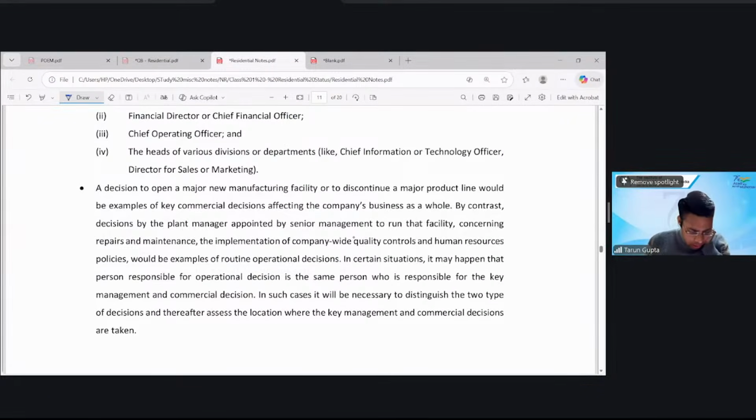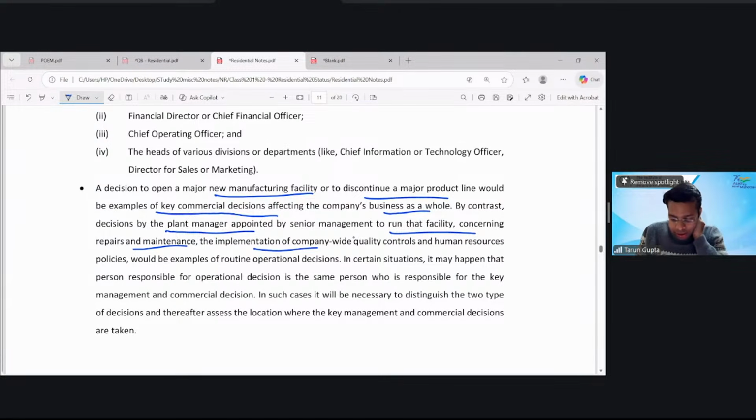Okay. Now we are discussing what the key management commercial decisions are. A decision to open a new manufacturing facility or to discontinue a major product line would be an example of a key commercial decision affecting the company as a whole. By contrast, a decision by a plant manager appointed by senior management to run that facility concerning repair and maintenance of the plant, or the implementation of company-wide quality control and human resource policies, will be an example of routine operational decisions. So what matters is the key management commercial decision.